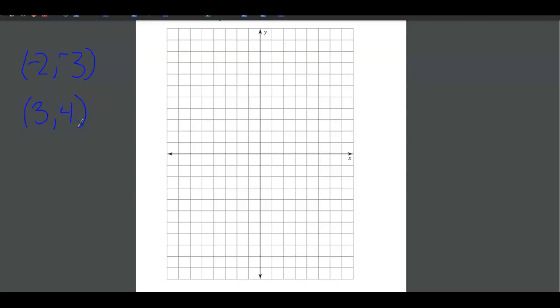So first of all, we're going to graph those 2 points. So I'd go left 2, down 3. That's going to be point A. The second point is 3, 4. So we're trying to figure out the distance between those two.